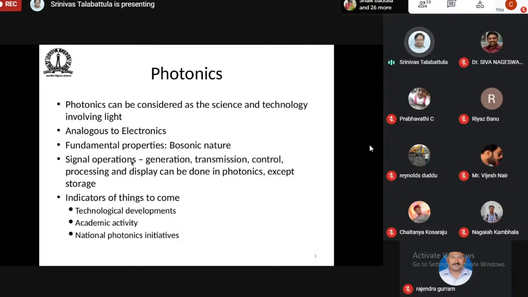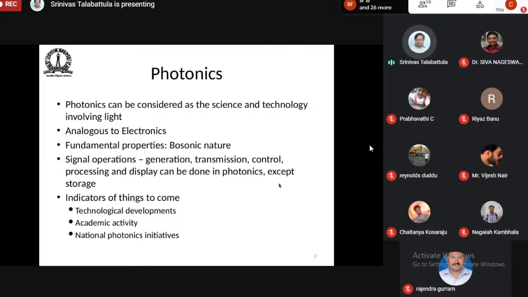So in conventional electronics and communication engineering and computing, signals are the ones we operate with. You can generate signals in the form of light. You can transmit light from one point. These are all the operations that we do in electronics. The same thing can be done in optics, in photonics. So you can transmit optical information from one point to the other. You can control the light. You can do a lot of optical signal processing. You can display information, images, and so on. All this can be done with light also, like electronics.